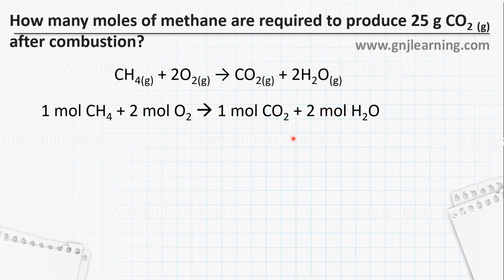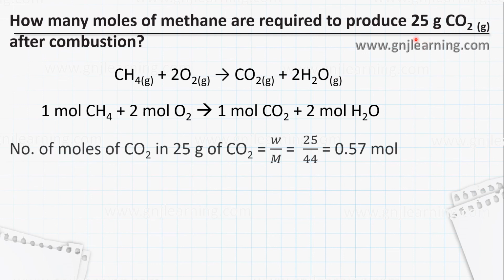So again the ratio is that if I use a particular quantity, I will get double the amount of water in moles, isn't it? If I'm using 1 mole of methane, I am getting 2 moles of water. What I have to do is calculate the number of moles in this carbon dioxide. Number of moles of carbon dioxide in 25 gram of carbon dioxide: I have the formula, I just substituted 25 divided by molar mass of carbon dioxide, which is 44, equal to 0.57 mole.